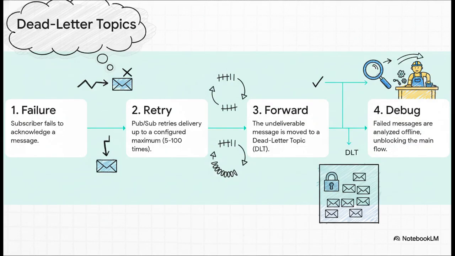And that's where a dead letter topic, or DLT, becomes your best friend. A DLT is like a safety net. You configure your subscription and say, look, if you try to deliver a message, say 10 times, and it fails every single time, just give up. At that point, instead of trying again, PubSub automatically moves that problematic message over to a completely separate topic, the dead letter topic. This is huge because it gets the poison pill out of the way so your healthy messages can keep flowing and you can go and debug the bad ones later without any pressure.